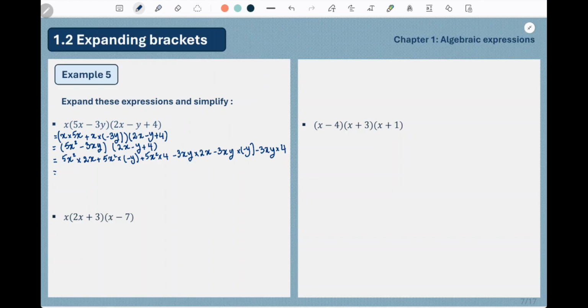So now I have to simplify. The 5 times 2 is 10. x squared times x is x cubed. This one, again, we put the sign. So my sign here is minus. And then 5 times 1 is minus 5, and x squared y. And here, 4 times 5 is 20. So I get 20x squared.